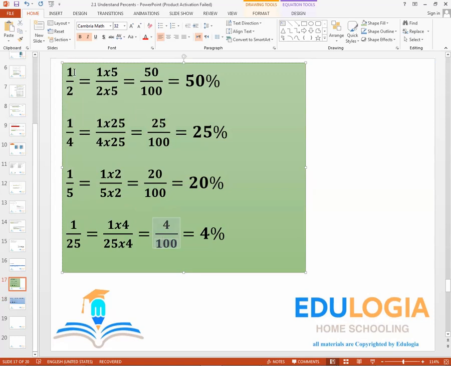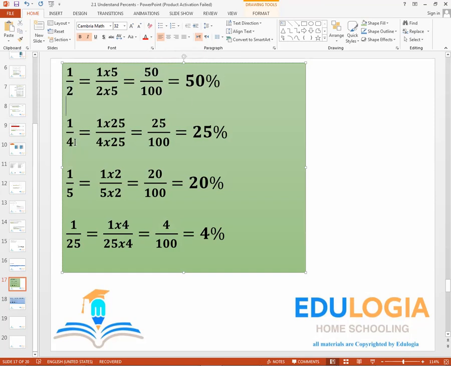For the first one, half, it's 1 over 2. Multiplying it by 5, up and down, you will get 5 over 10. And I'd like to increase zeros, increase 0 up and down. It turns to 50 over 100. 50 over 100 means 50%.